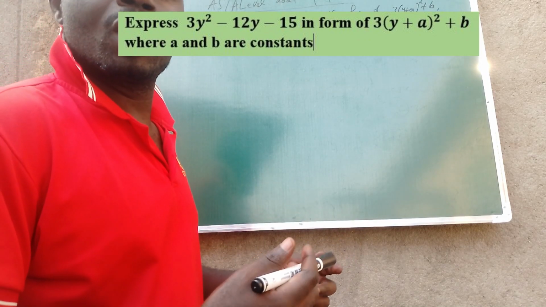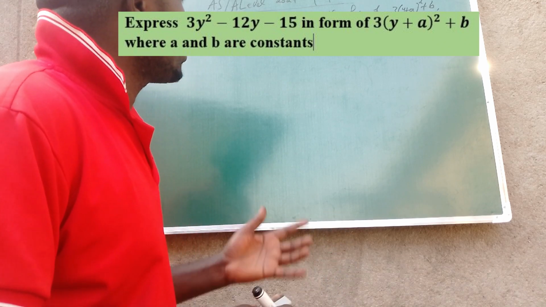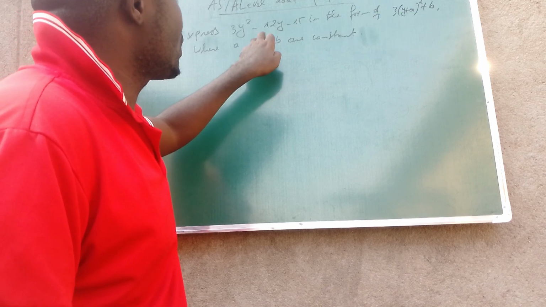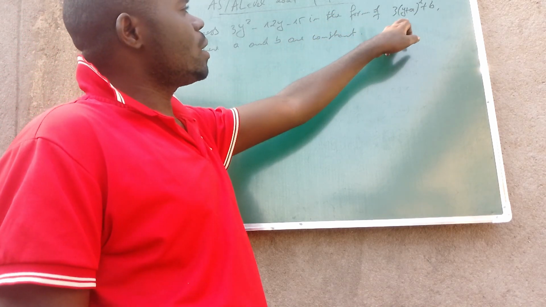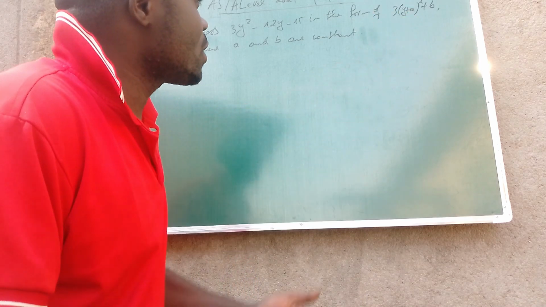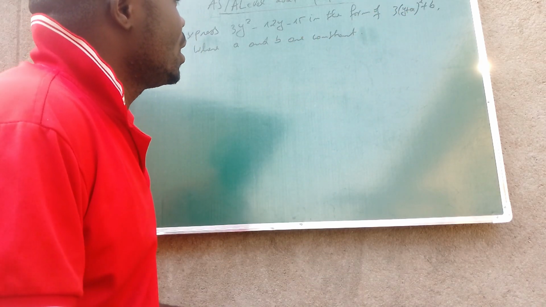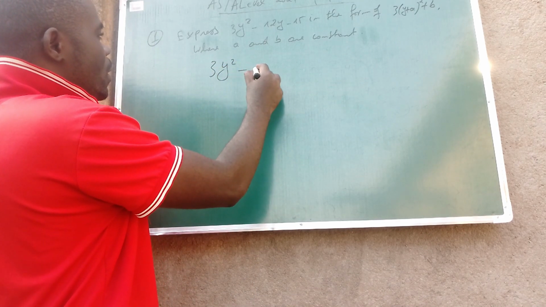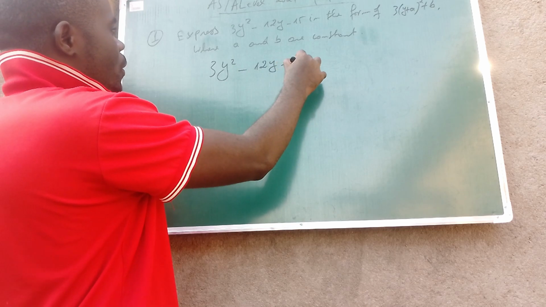Let us try this quadratic expression. We have this form, which is a quadratic, and we need to express it in this form, which is a completing square. So we have 3y squared negative 12y negative 15.